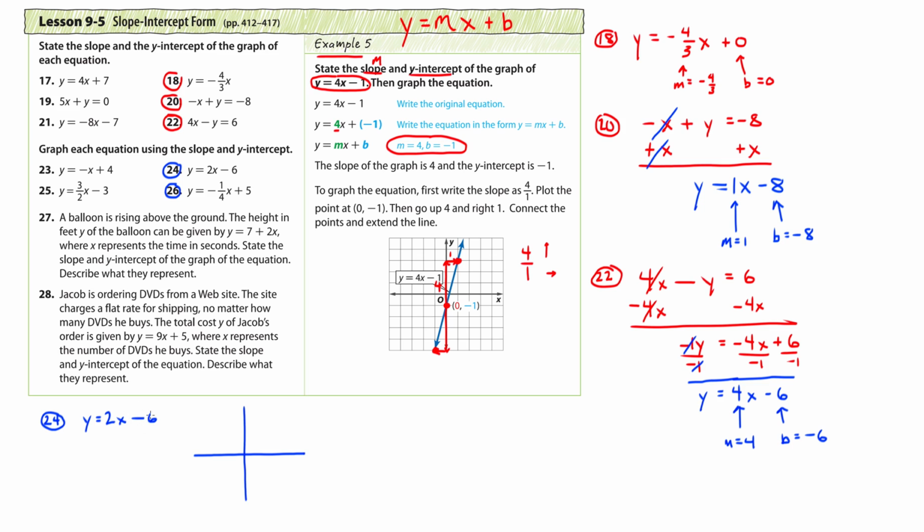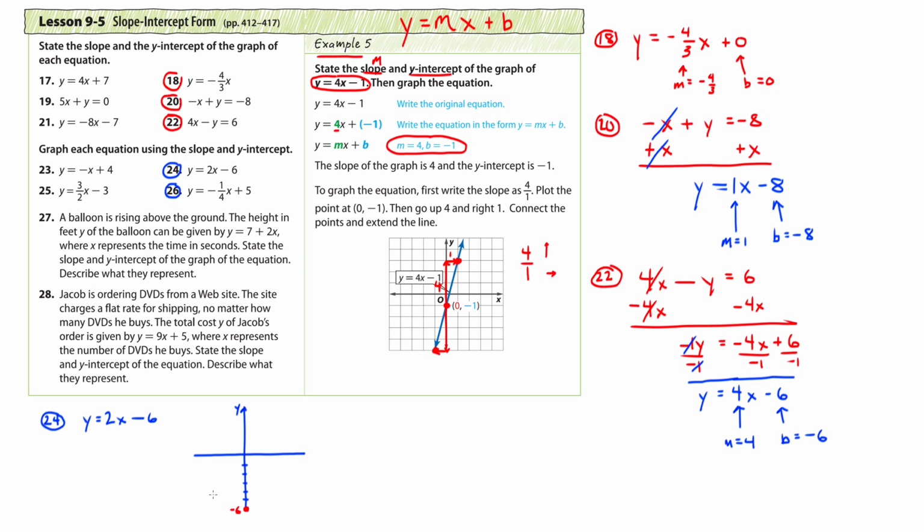So I use the y-intercept first. I'm going to go to negative 6 on the y-axis. So the vertical is the y-axis. I want to go to negative 6. 1, 2, 3, 4, 5, extend that out, 6. So it's going to hit down here at negative 6.